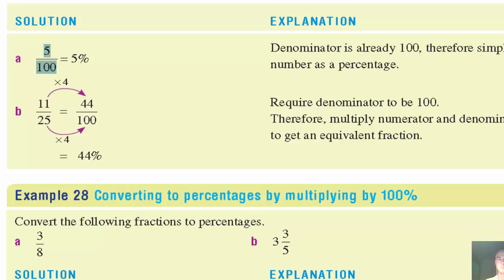5 over 100, change the 100 to the percent sign and you've got it. 5%, done. The second one, 11 over 25, to change the 25 to 100, I have to times by 4, so I do the same thing on the top, becomes 44 on 100, that is now 44%. Those sort of things we'll be practicing as well. Changing simple fractions into percents. How do we get them to have 100 underneath as the denominator?